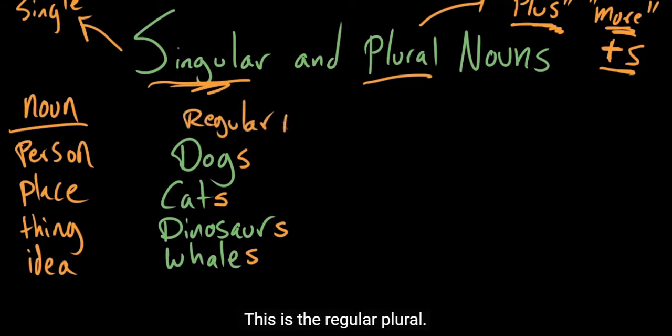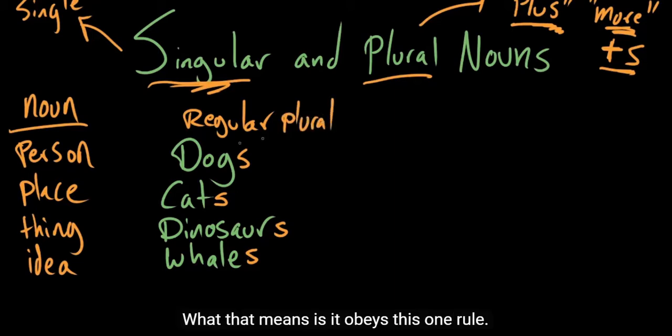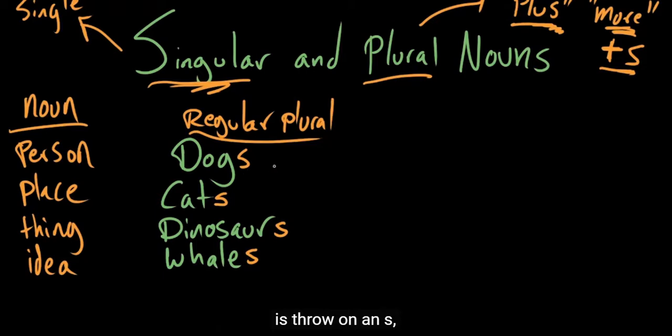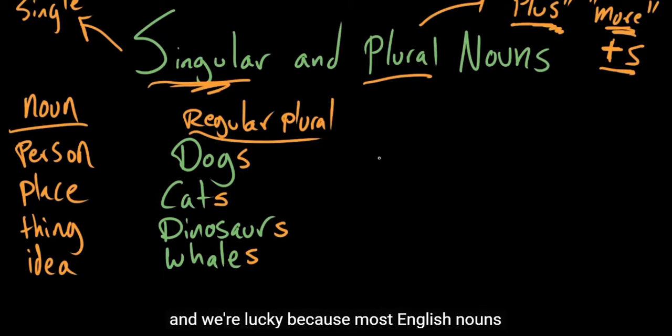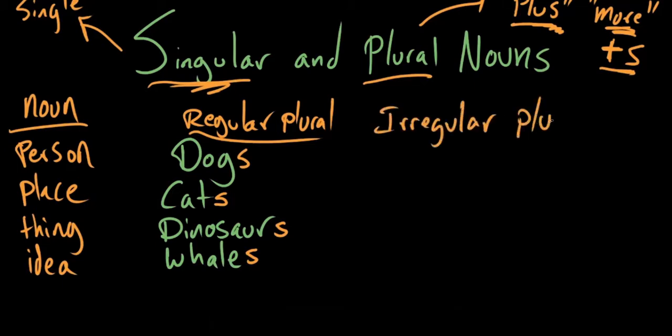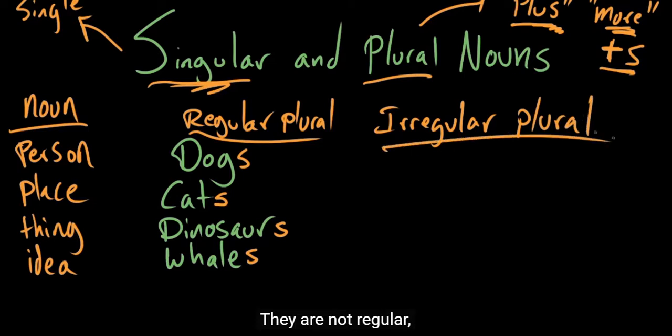This is the regular plural. What that means is it obeys this one rule. All you have to do to say that there's more than one dog is throw in an S. And we're lucky because most English nouns behave that way. Most nouns are regular. However, here's the bad news. There are some irregular plurals. They are not regular, thus irregular.